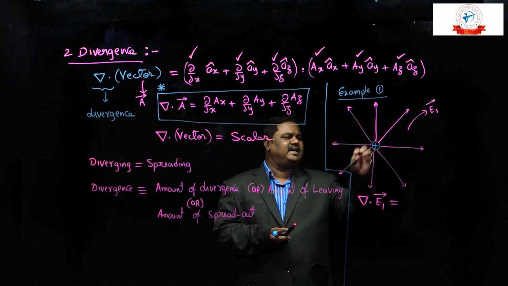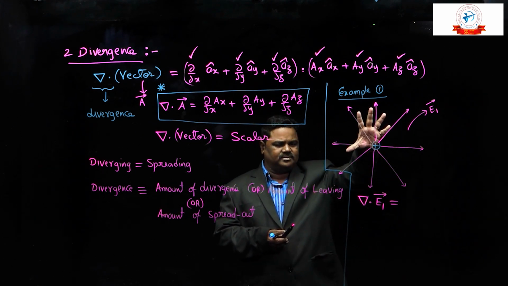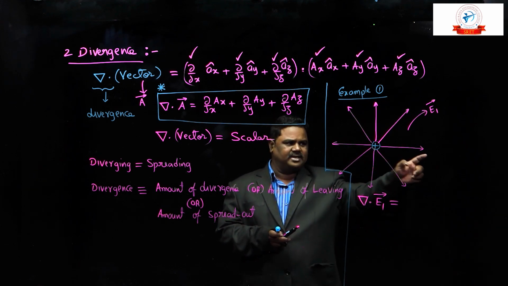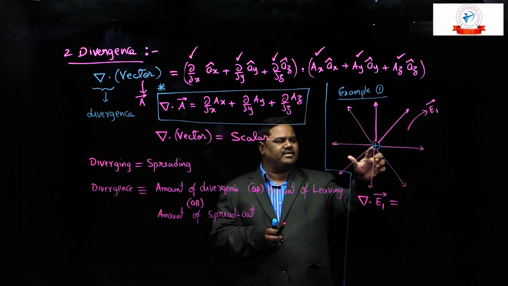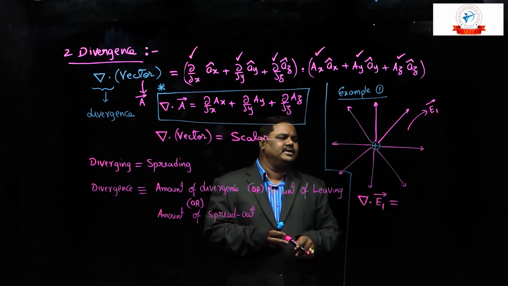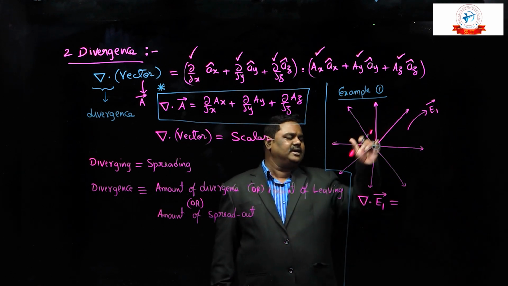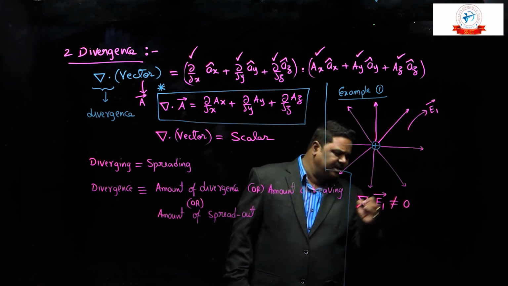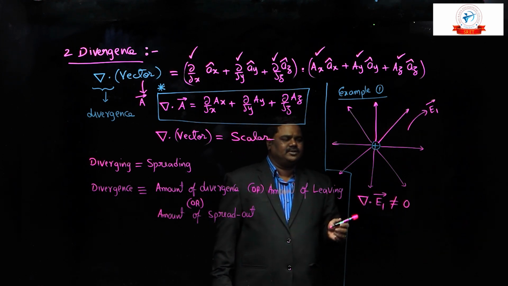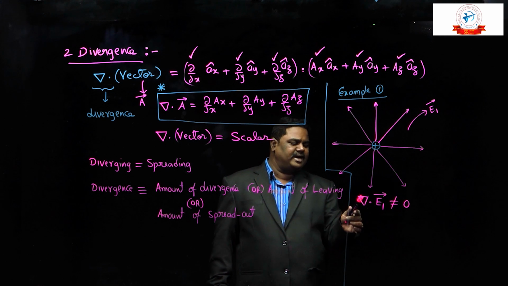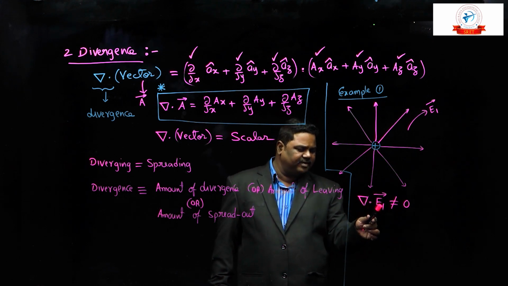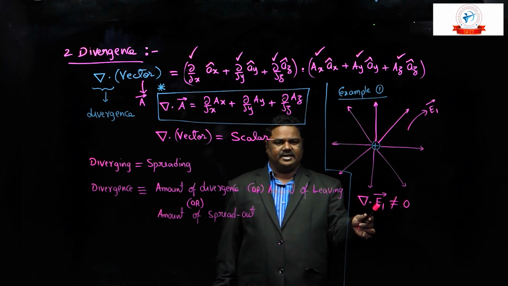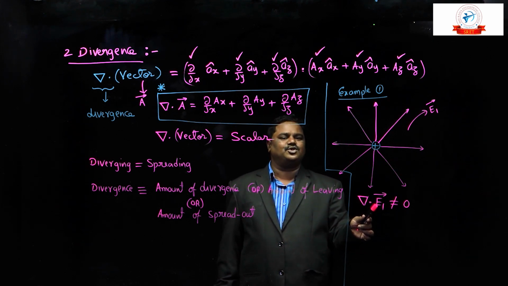Yes, the field is diverging from the source or charge, or the field is leaving, or the field is spreading from the source point. So whenever the field is spreading, what happens to the amount of spread out in E1 bar? Definitely non-zero. So simply we can observe that whenever the divergence of any vector field is non-zero, then the field is called a diverging field. Our field is called a source field.